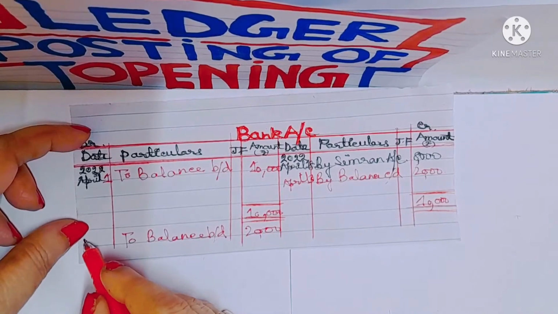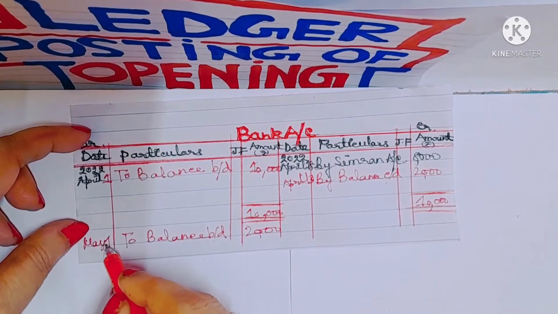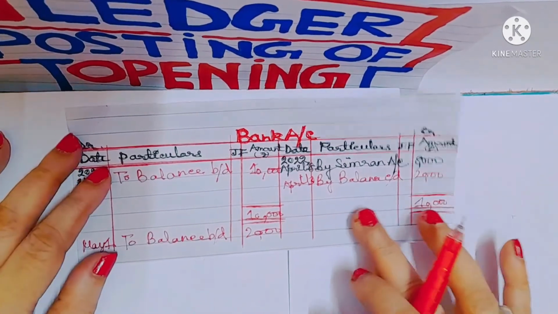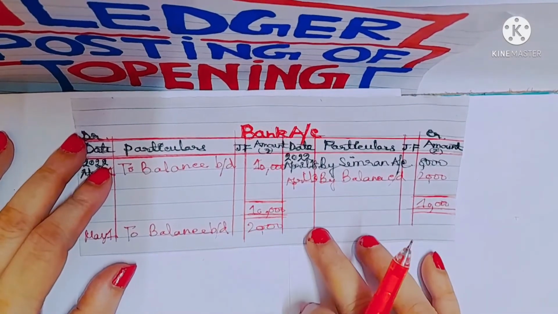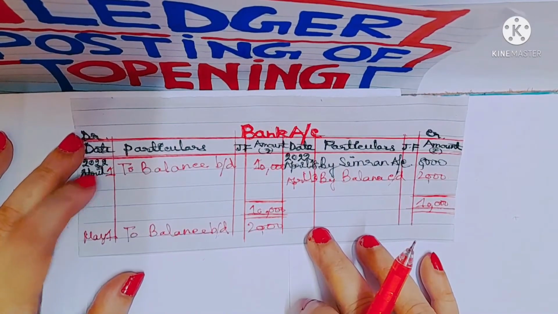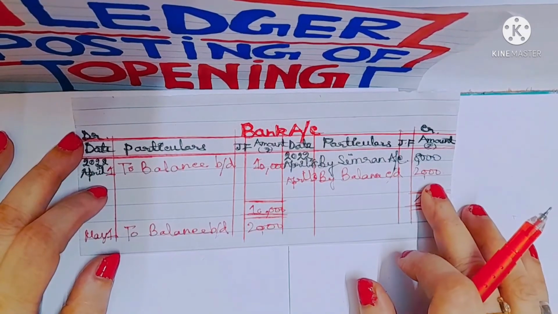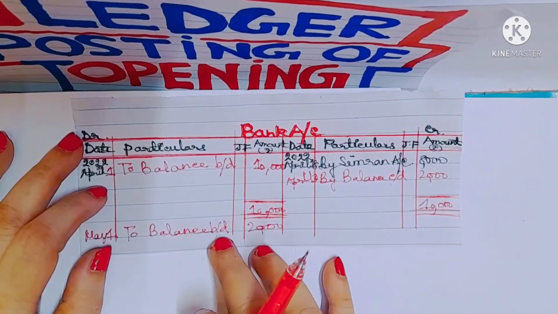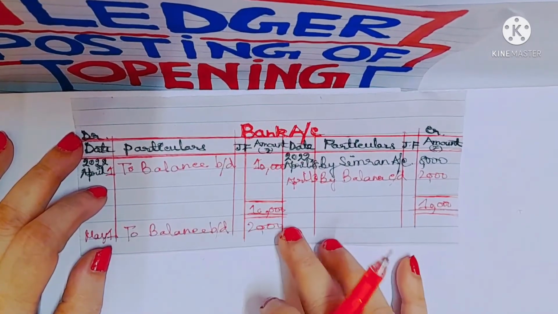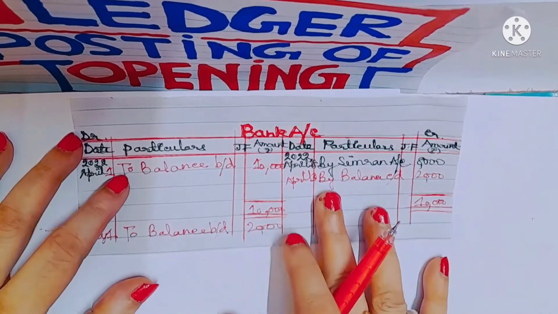Date will be the very next day, 1st May. So is the bank account a debit balance or a credit balance? Bank account is a debit balance since the debit side total is greater than the credit side total, and moreover, to balance BD is written beneath the debit total, 2,000. Understood? Now let's close the next account.